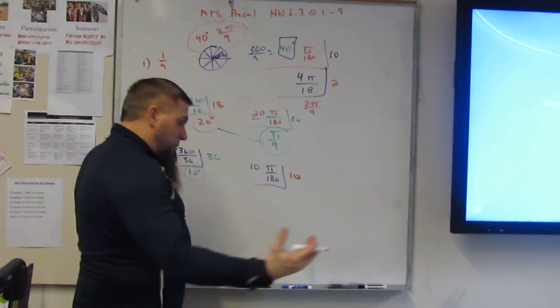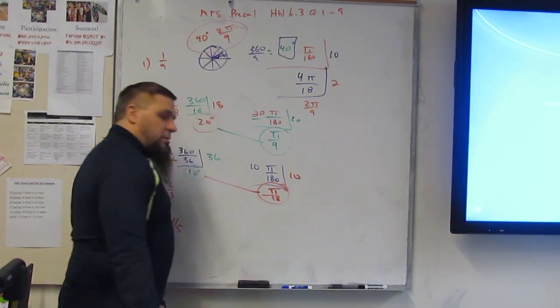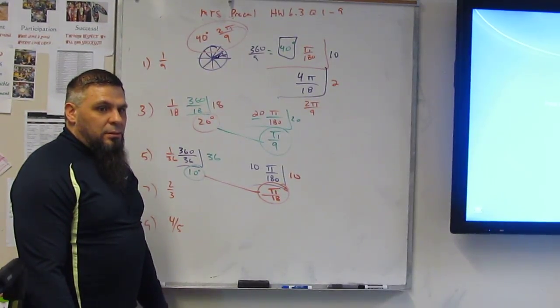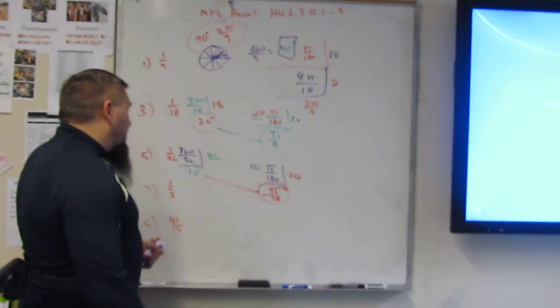Right? 10. Oh, my bad. I was thinking of that. And then, so it'd be, so that's it. Pi over 18. Oh, that's it. I'm smart. Alright? Haley, 2/3.